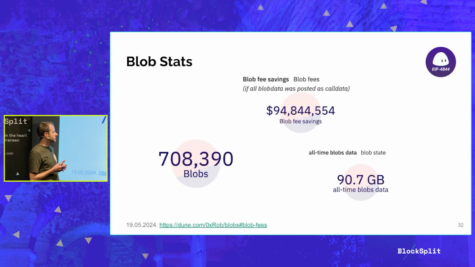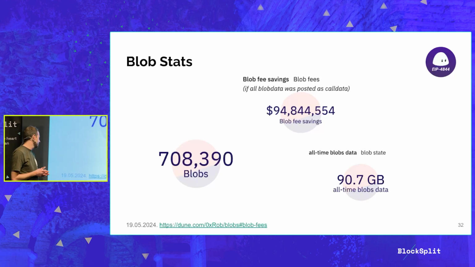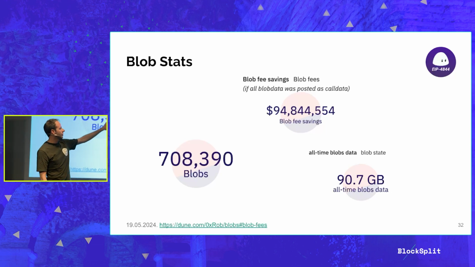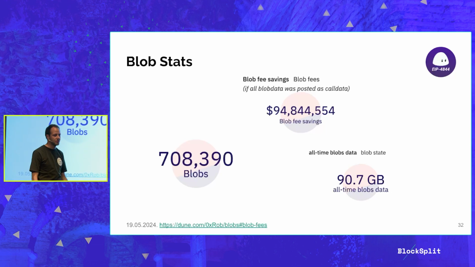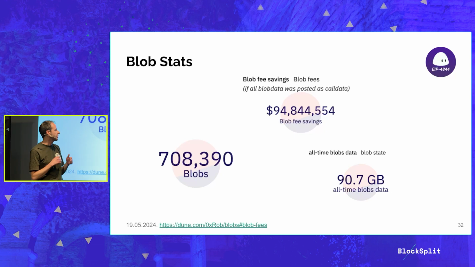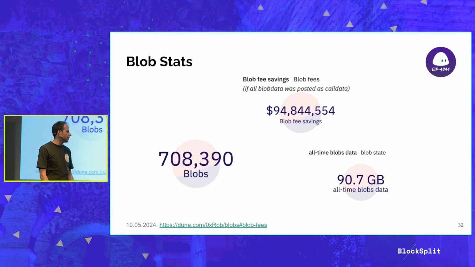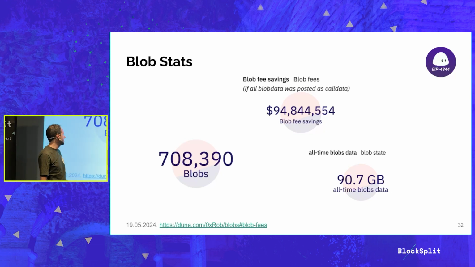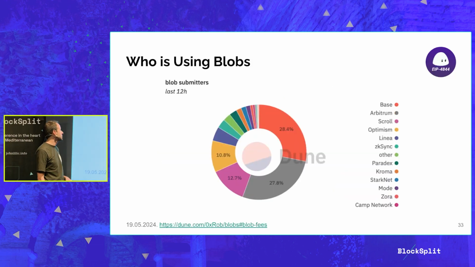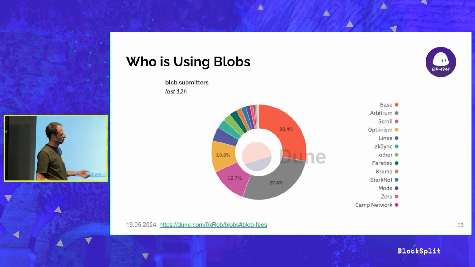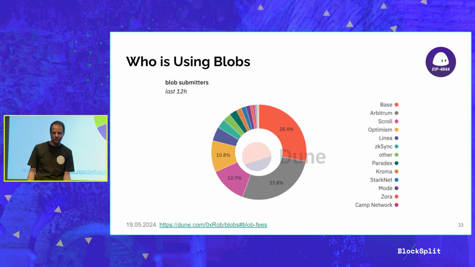A little bit of statistics. It's from the 18th of May. We can see more than $95 million is saved compared to using call data and now using the blobs. It's a huge improvement. We have like 19 gigabytes of blobs data to date. Who is using the blobs? We can see mostly Base, Arbitrum, Scroll, probably you know all those L2 chains.